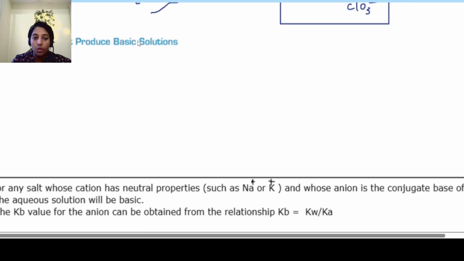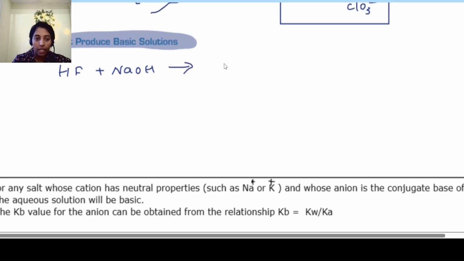Salts that produce a basic solution. This means you already imagine which acid and base is strong and which is weak. So the acid is weak. I can take HF, and NaOH as the base again. This time I get NaF. So what kind of salt is this one? Yes, this is a basic salt. What is the reason for this being a basic salt? Yes, you already know.